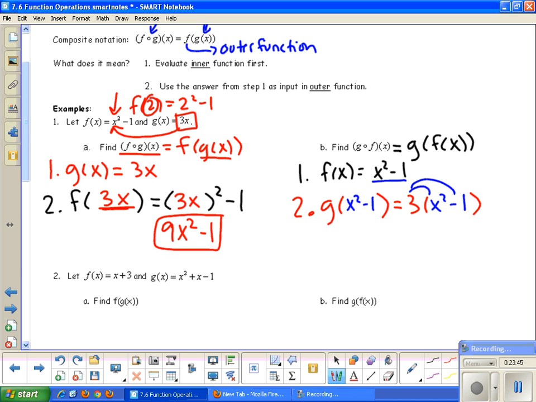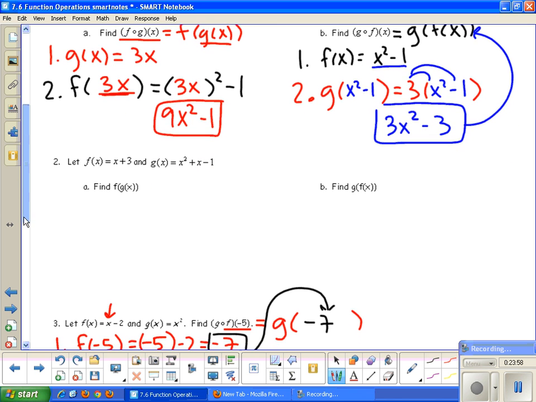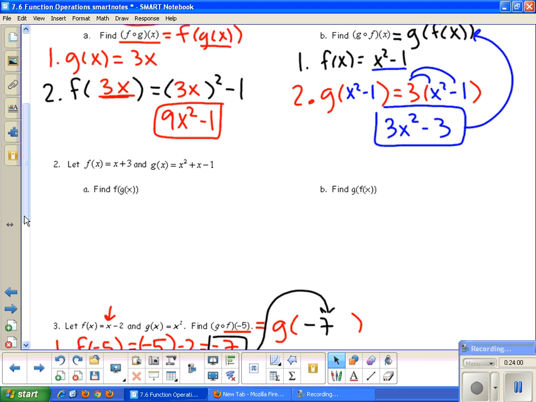So when I do that, I need to distribute, so I get 3x squared minus 3. So this would be my answer for g of f of x. And notice that they're not the same, so we get different answers when we do the different composite functions. Now for the next one, we have the same thing except for two different equations.